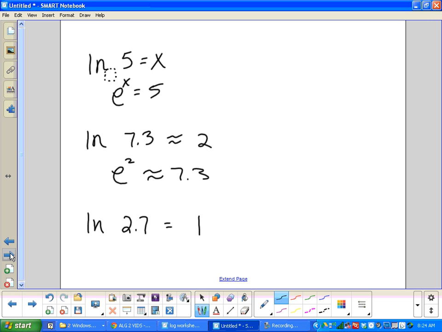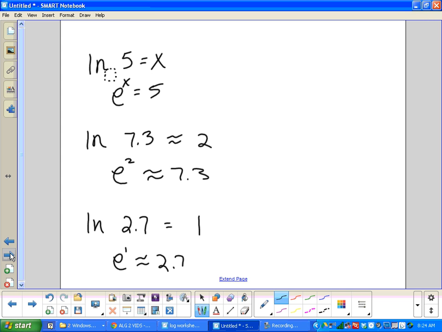If you actually punch this in your calculator, you have an e button. You have to hit your second key on the natural log key to get the e button. Now, e squared is about 7.3. And finally, we've got another base e there. It's a natural log, so e to the first power is approximately 2.7. And that's what we said earlier, that e is approximately 2.7.